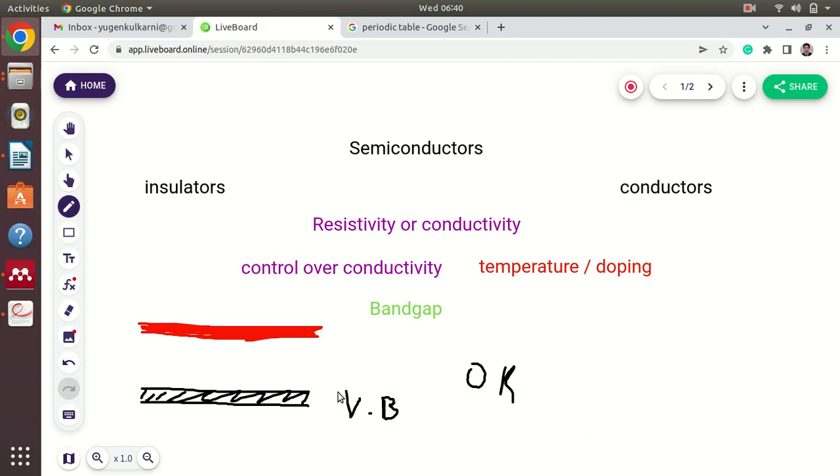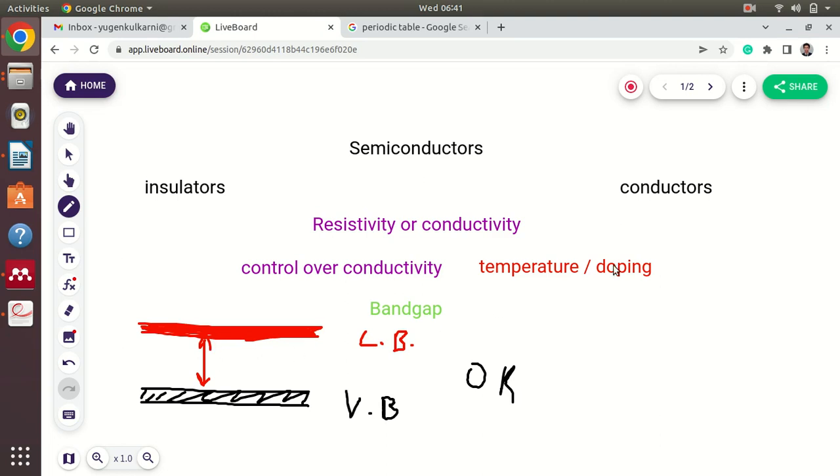By definition, the valence band is the highest energy band which is filled at this temperature, and this conduction band is the lowest empty band. The energy difference between these two is a gap. In between these two bands there are no electrons present. This is called the band gap. The difference between the highest level of the valence band and the lowest level of the conduction band is called the band gap.